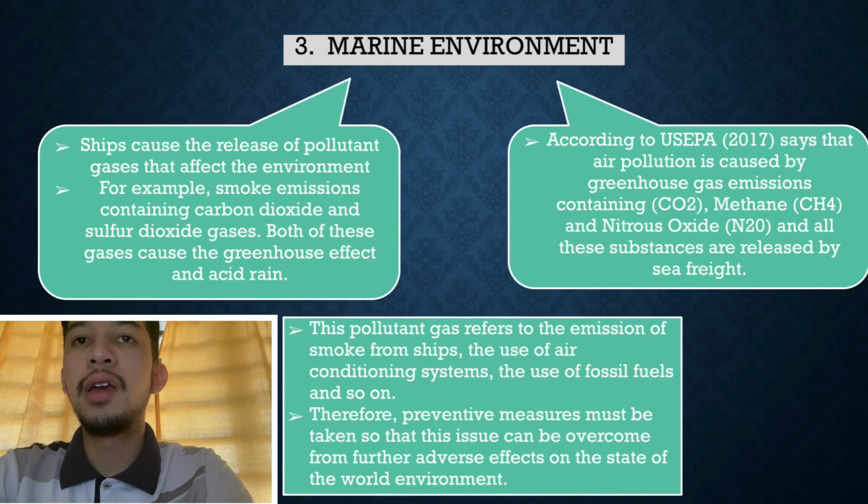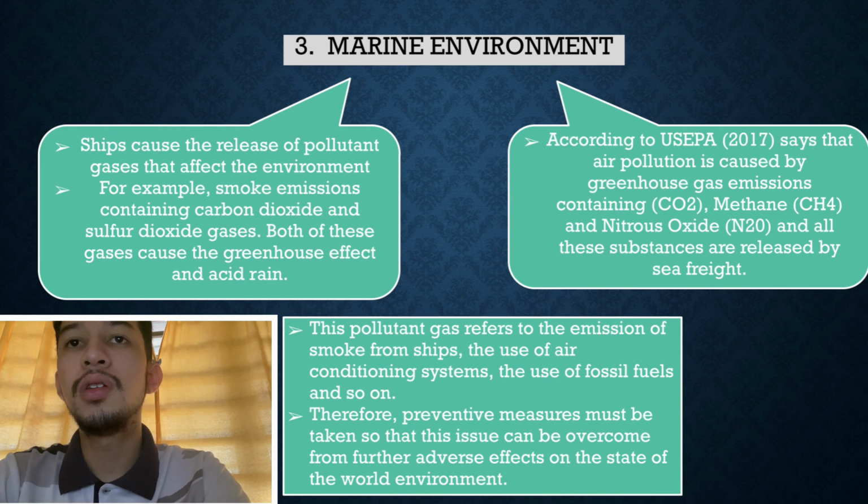The third is the marine environment. Sea transport causes the release of polluted gas that affects the environment. For example, smoke emission containing carbon dioxide and sulfur dioxide gas. Both of these gases cause the greenhouse effect and acid rain.